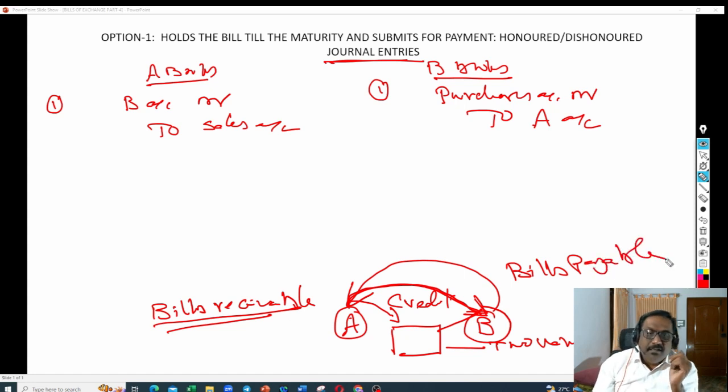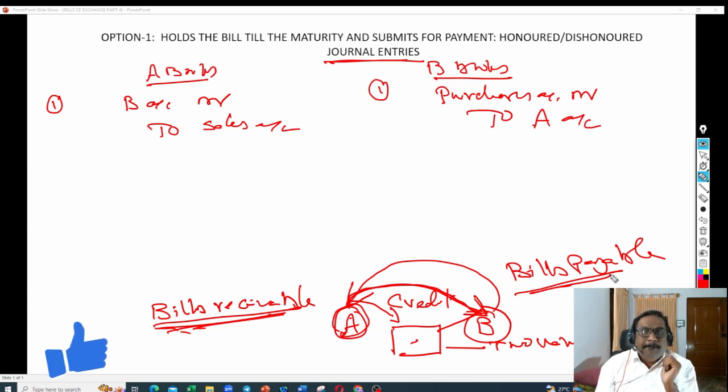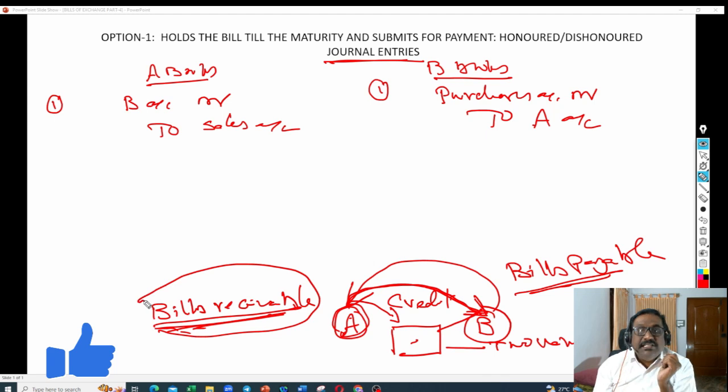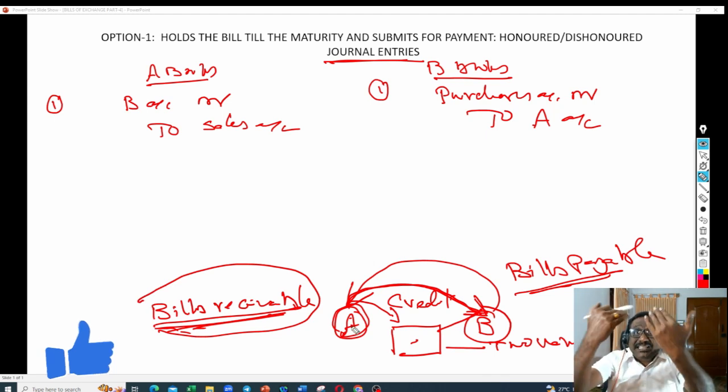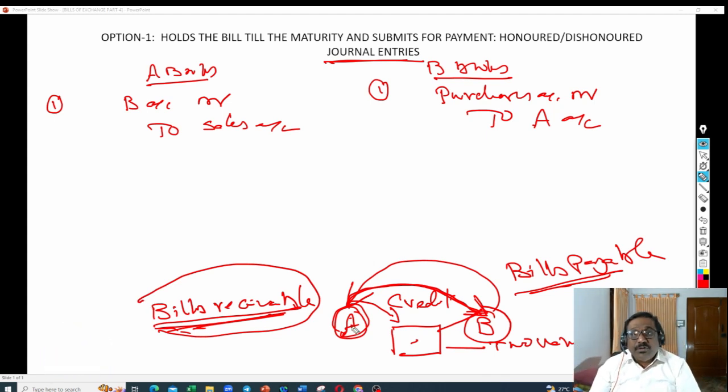Please remember, there is only one bill. What is A calling that bill? A is calling that bill bills receivable. The same bill, B is calling bills payable. Why is A calling it bills receivable? A has to receive this bill amount from B. So that is receivable, not received. Receivable from B. So bills receivable for A, because he has to receive that bill.